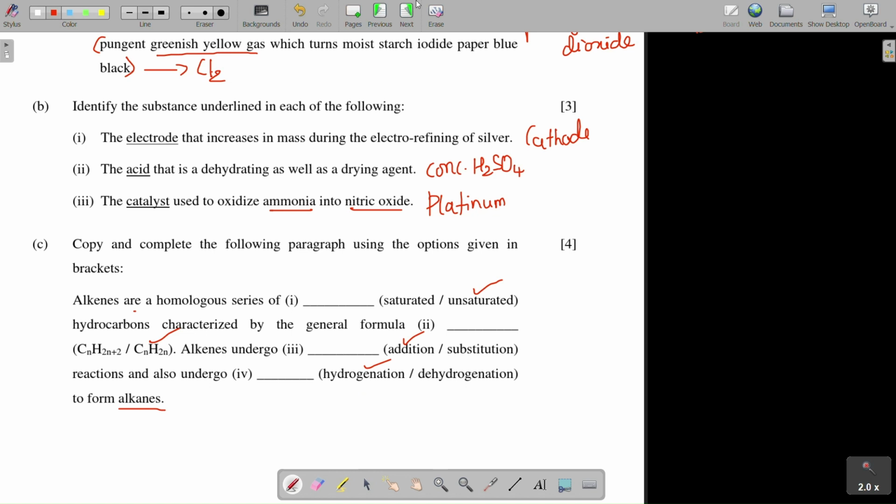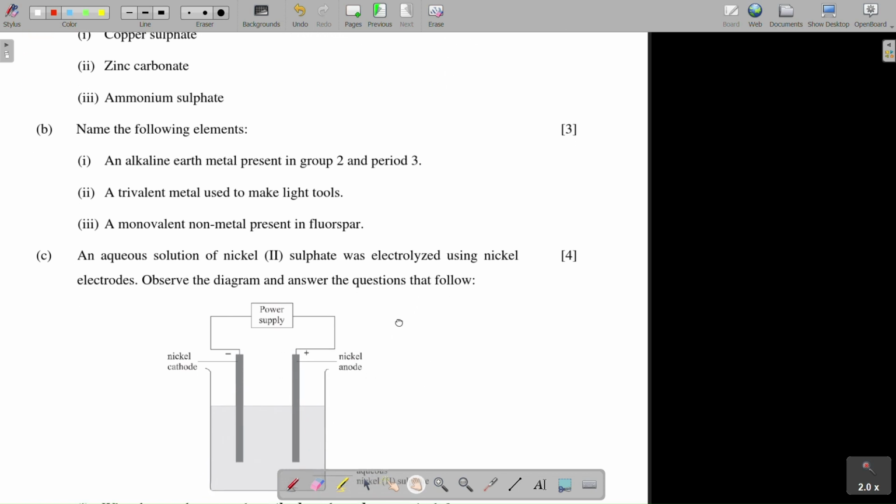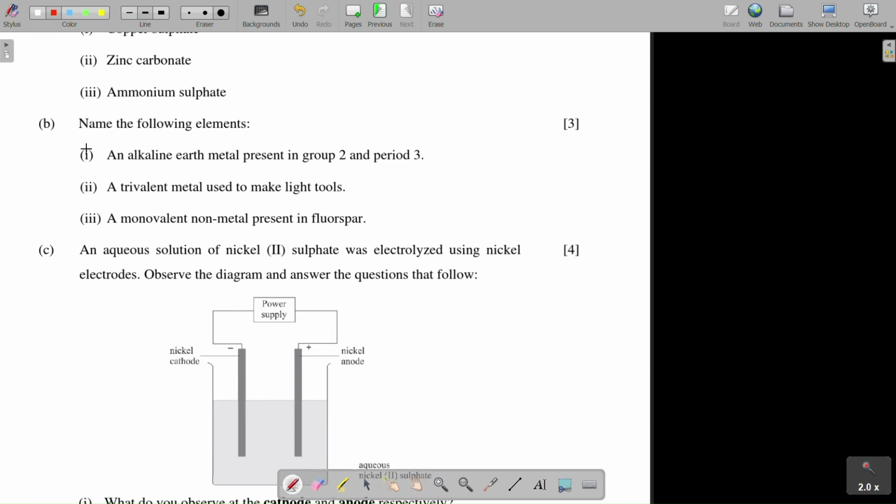Okay, this is question number 6. Next, question number 7. Write balanced chemical equations for the preparation of the given salts. This is not there in our syllabus now, so we'll leave this. For the 2023 syllabus, it is not there.